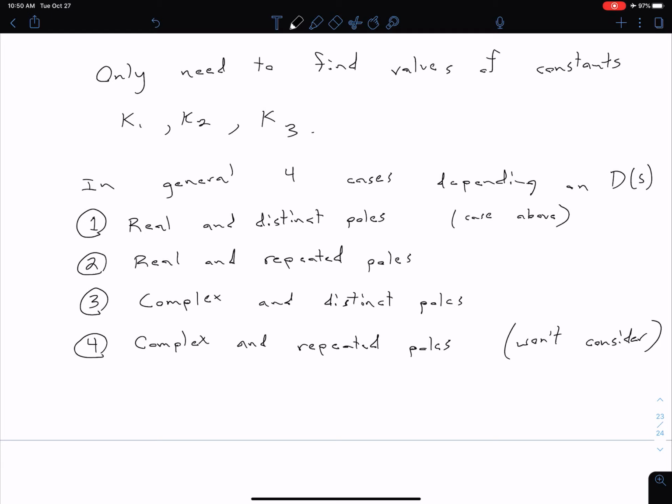So what we're going to do over the next several videos is spend time looking at each of these, well, not each of these four cases. We're going to look at the first three cases, and we're going to come up with a generalized equation that we can use for each case, as well as look at some examples of each case.